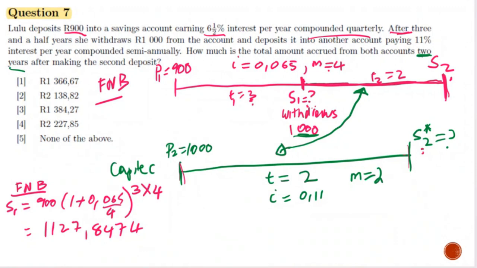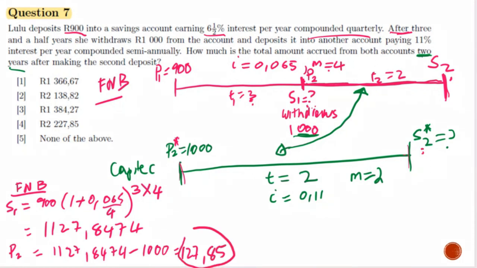Now remember, at S1, she takes 1,000 from this amount, and then she goes to deposit it. This is going to be P2. She goes and deposits here. So now this is going to be my new P2. My P2 at FNB is going to be equal to 1127.8474 minus 1,000, which is equal to 127.85. This is the amount that she is going to continue investing for the next 2 years at FNB.